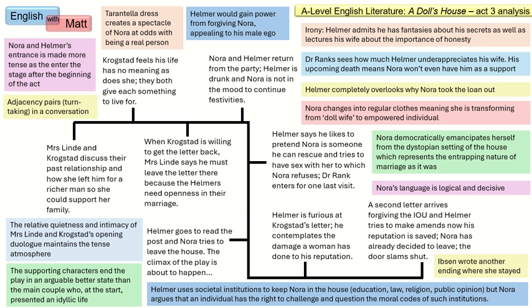A lot of things that Halma uses in order to try and get Nora to stay in the home are things like education, law, religion, and public opinion, but none of it works. And what Nora essentially says is that an individual has the right to challenge all of those institutions and to challenge the moral codes of those institutions as well. So, despite Halma throwing everything at trying to keep Nora in the house, she rejects it all, dissenting from all of this, and effectively is now certain to leave the house.